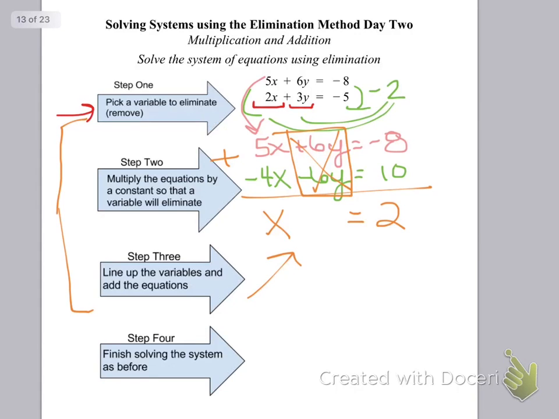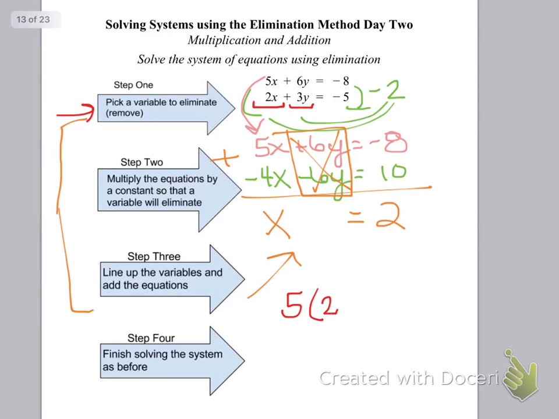Okay, so I chose a variable to eliminate. I multiplied one or both of the equations to get those terms to be exactly the same, and then I added down. Now I'm left with x equals 2, but I still need to find what my y value is, so I need to plug it in. I'm going to pick either equation. It doesn't matter which one. I always pick the first one.